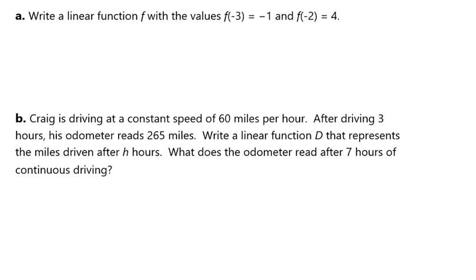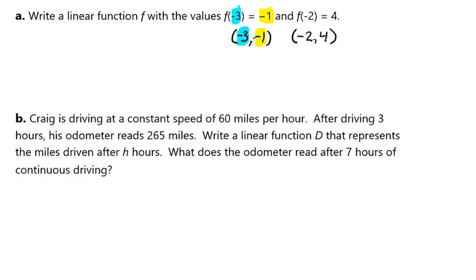Let's get started. So in part A, we have: write a linear function f with the values f of -3 equals -1 and f of -2 equals 4. It looks really confusing, but all it's really saying is that this is y, and this is the value of y when x is -3. So it's just giving it to you as an ordered pair, really. So this other ordered pair over here is going to be -2, 4.